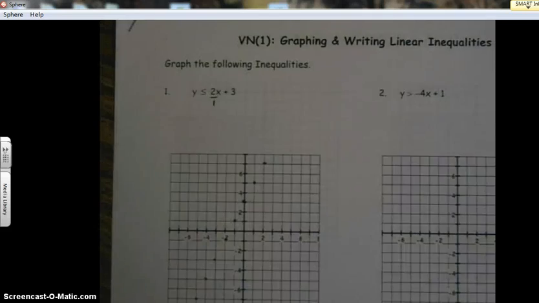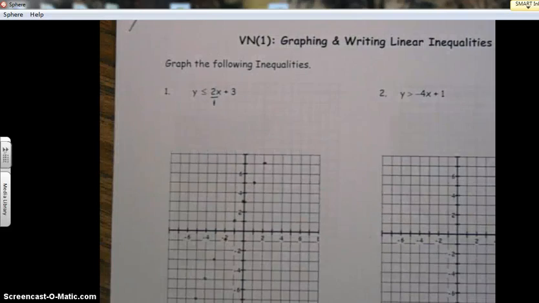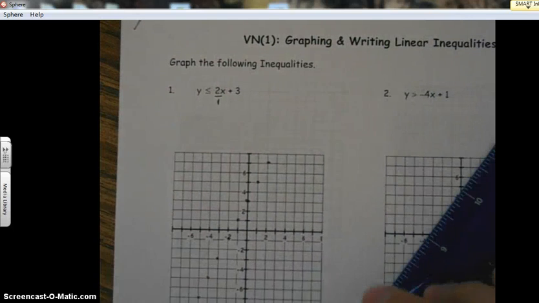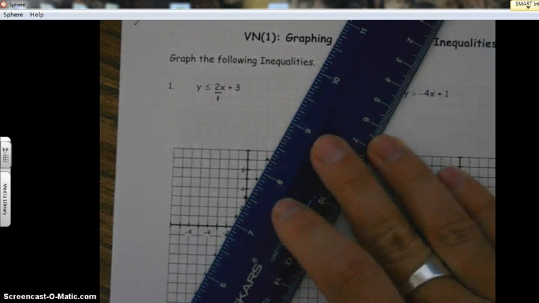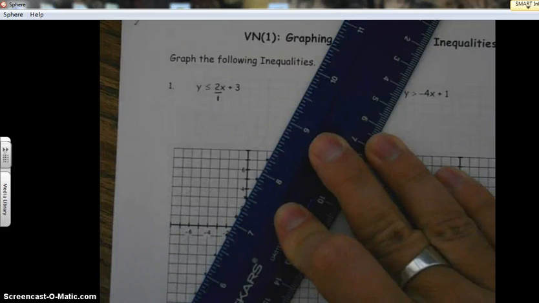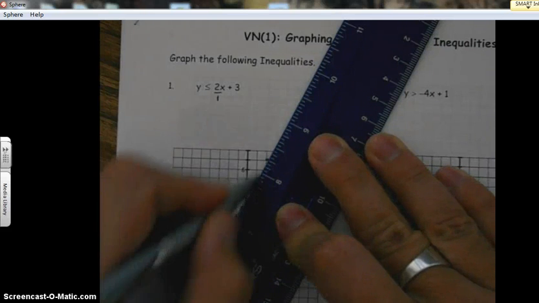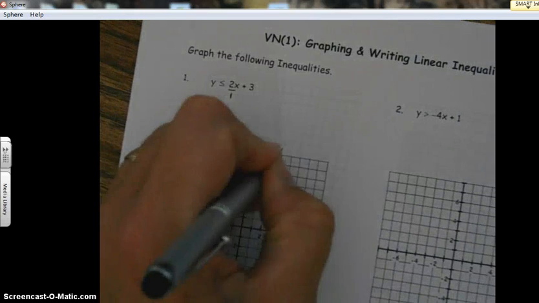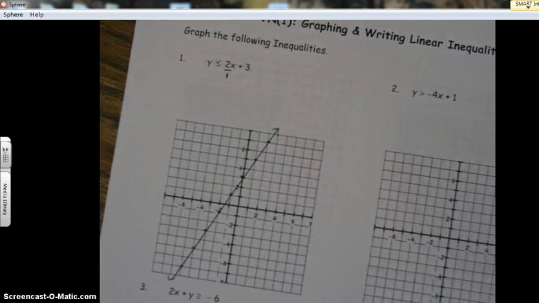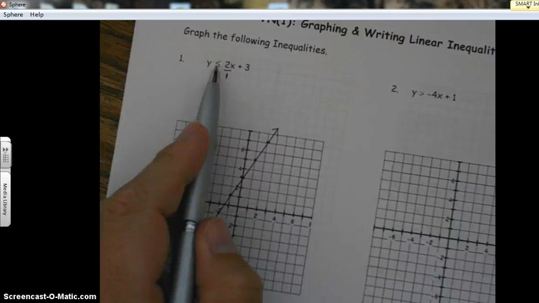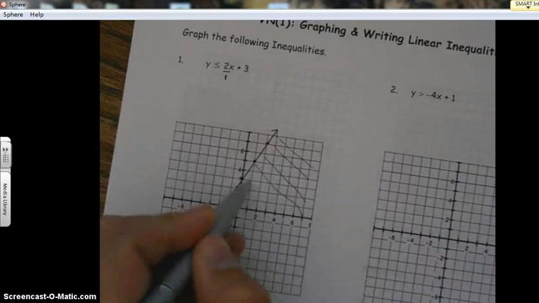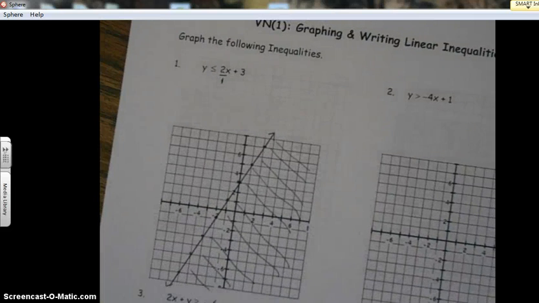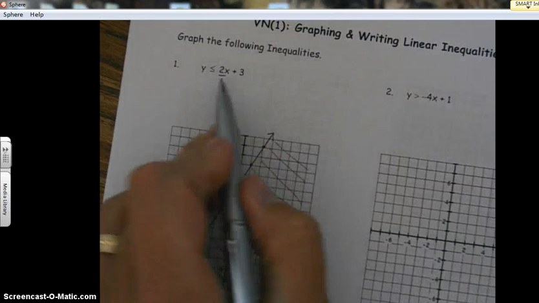Okay, and so recall that if this was an equation, we do have an equal sign here. But the equal part would be this line. So we have a solid line here. Remember that it is a function, so it extends infinitely both directions for linear. And we have a less than, and so for less than we shade below the line. And that's how you graph a linear inequality.